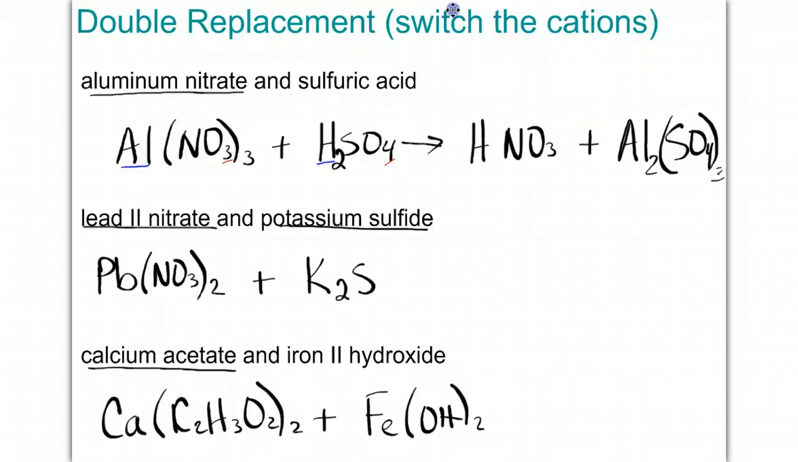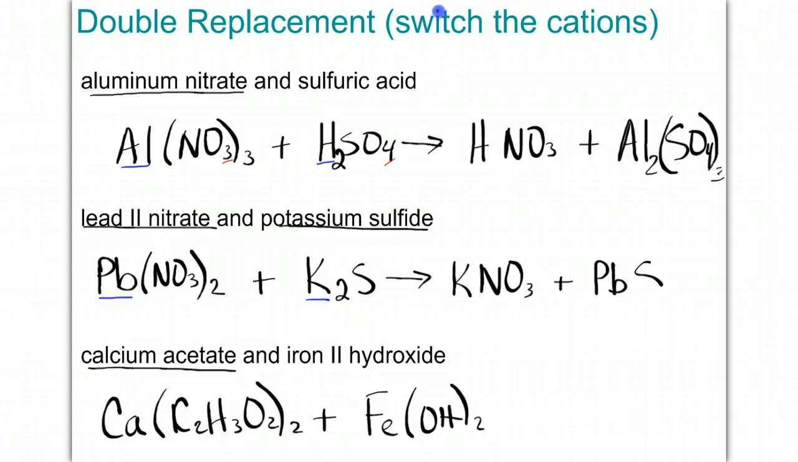The second one, my cations are lead and potassium. So I'm going to switch lead and potassium. We're going to have potassium with nitrate, and we're going to have lead with sulfide. Realize that it is lead 2. This 2 lets you know that the lead has a +2 charge. That is the case on the right-hand side of the equation as well. Lead is a +2. So here again, this 2 lets you know that this is lead +2. Therefore, this is also lead +2.